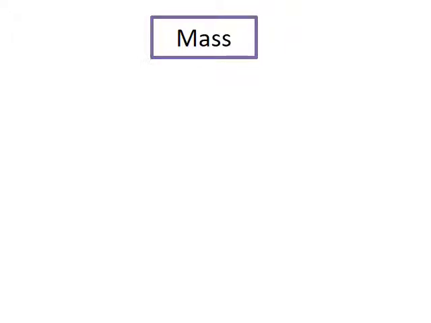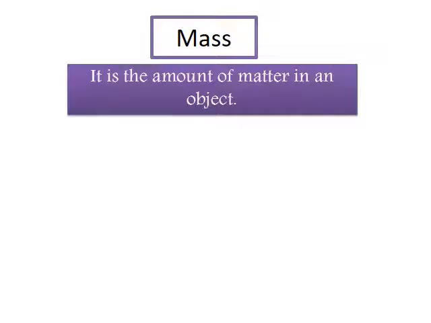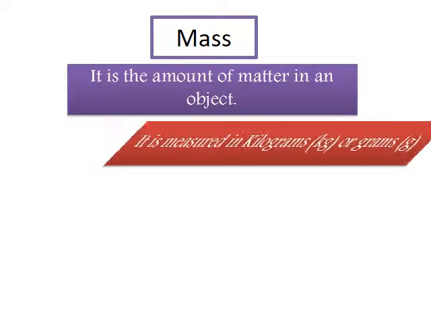First, let's talk about the word mass. Mass is the amount of matter in an object. Imagine that you have your school bag and you start filling it with your books until it's completely filled. This is the mass of your school bag. So it's the amount of matter, and in this case the amount of matter is the amount of books in your school bag.